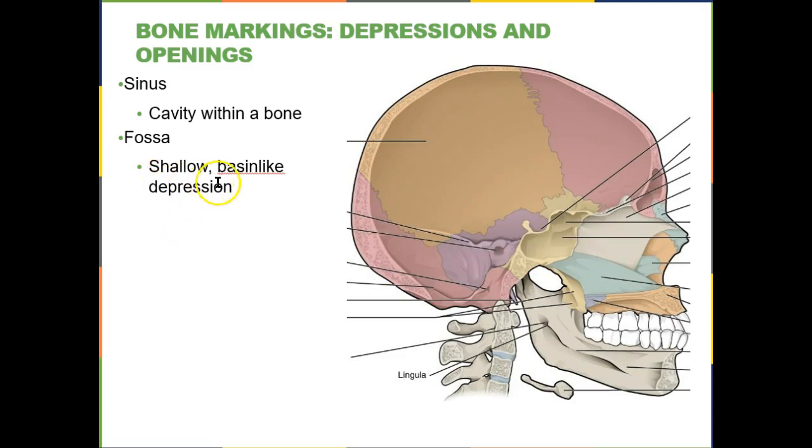A fossa, as this says, is a basin-like depression. So this depression right here that your brain sits in would be a fossa. There's kind of another one here formed by the temporal and sphenoid bones, and then another fossa right here that the front of your brain sits in. So those are those. Just review those definitions. There will be a couple questions on them on the exam, but I'll try not to make them too tricky.